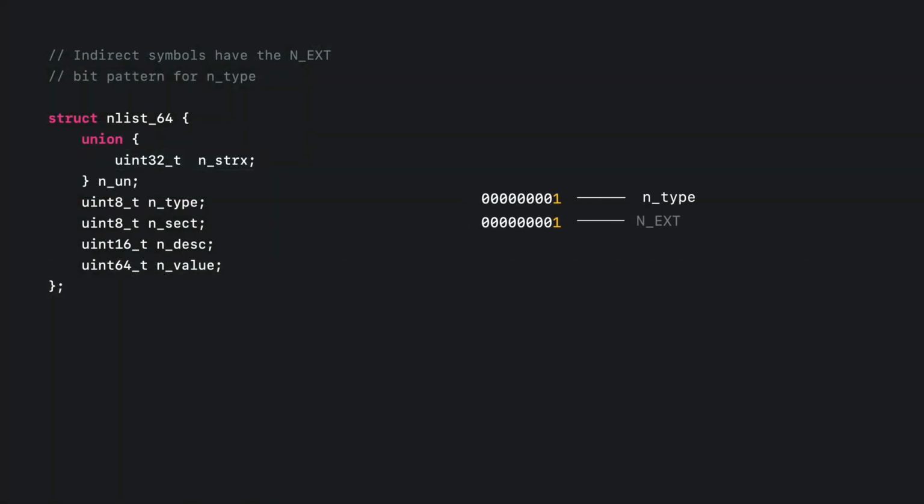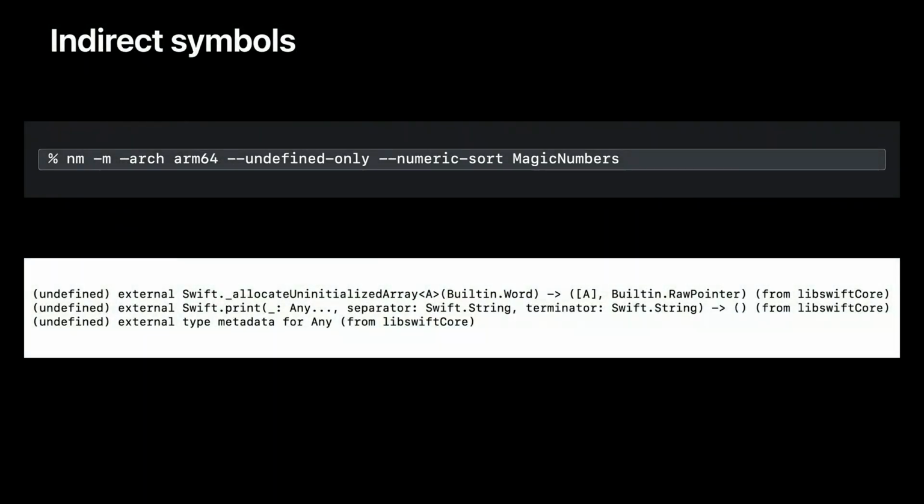The second type of nlist struct we'll analyze is known as an indirect symbol, as opposed to a direct symbol. This is when the n_type matches only the next bit pattern. These are functions and methods that you're using from other frameworks or libraries, such as print. You can see these with nm, only this time we'll specify undefined only instead of defined only. We'll also add the m flag, which will show you which frameworks or libraries the functions should be found in. For example, the magic numbers app depends on a variety of Swift functions that are defined in libswiftCore.